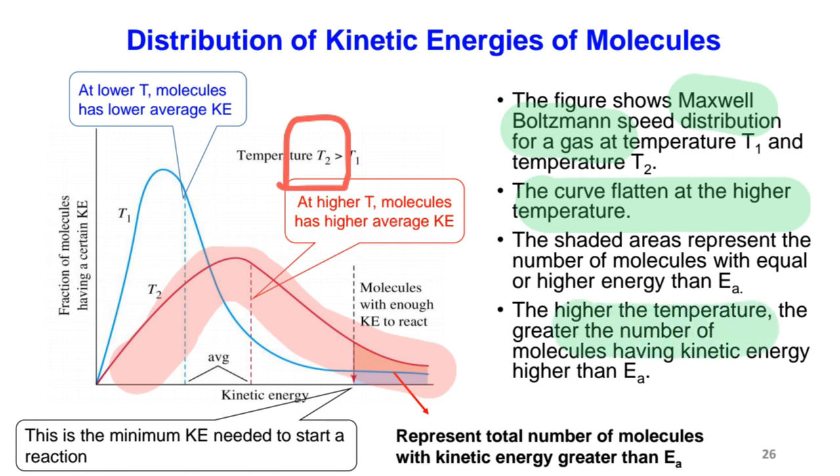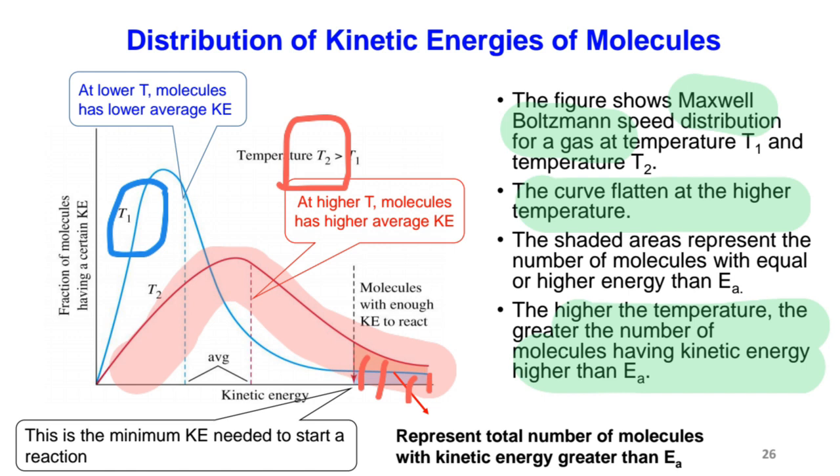Increasing the temperature increases the average kinetic energy of the particles. The area under the blue line shows the number of particles with energy greater than activation energy at T1. The area under the red line is the number of particles with energy greater than activation energy at T2.